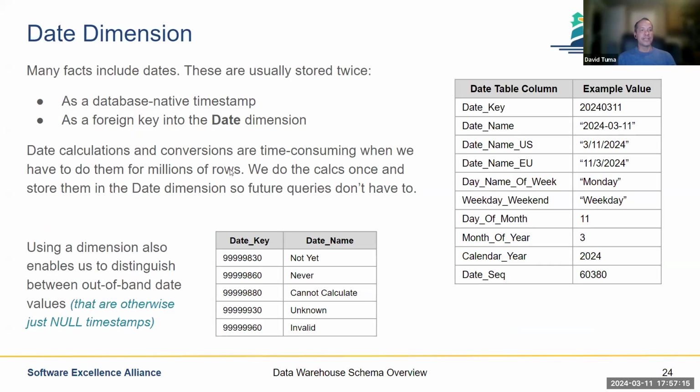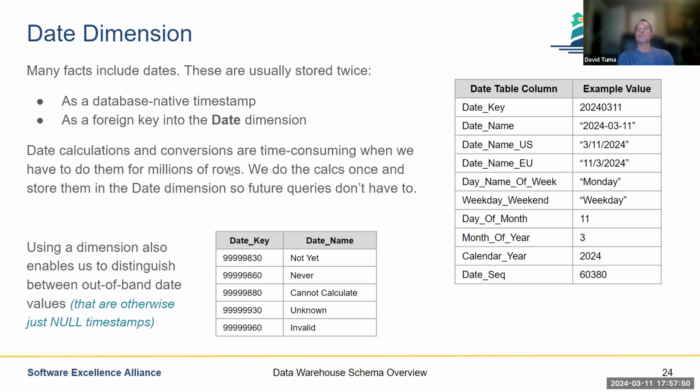Moving right along, there's the date dimension. Many facts include dates, and almost all the time there's a date in a fact table. I store it twice. Once as a database native timestamp, and then again as a foreign key into something called the date dimension. So why do we do this? Another dimensional modeling best practice. Date calculations and conversions are time consuming, especially if you have to perform them for 1 million rows as part of a database query. So to save time, I do those calcs once and store them in a date dimension.